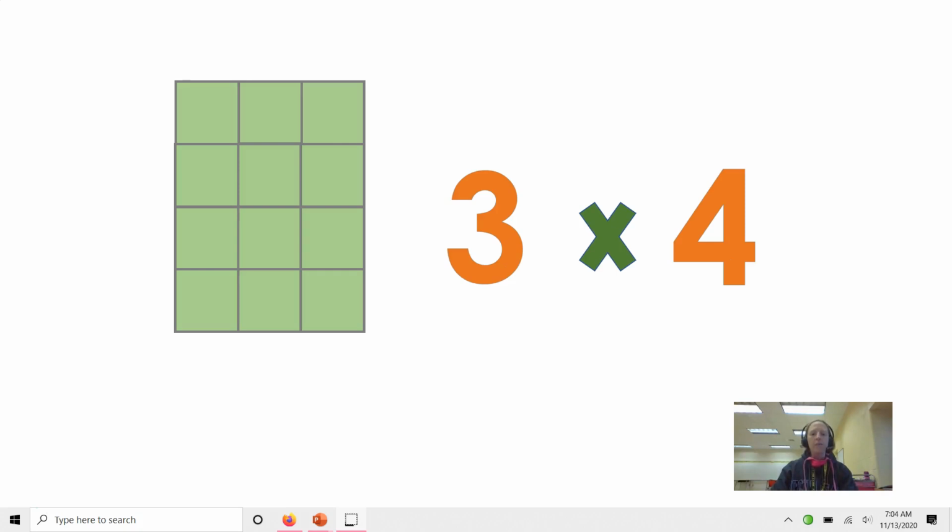3 times 4. The array to the left also shows 3 times 4. The array has 3 rows and 4 columns. When I apply the distributive property to the array, I can divide my array into 2 separate but equal parts.